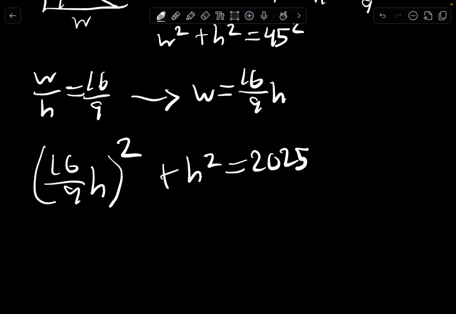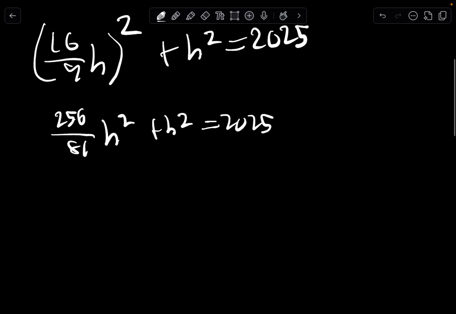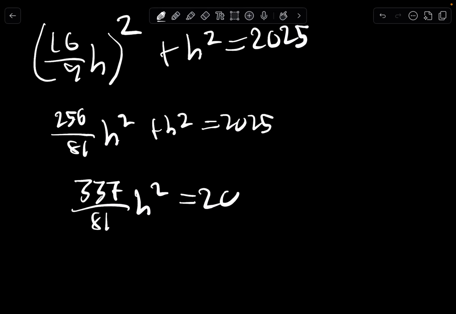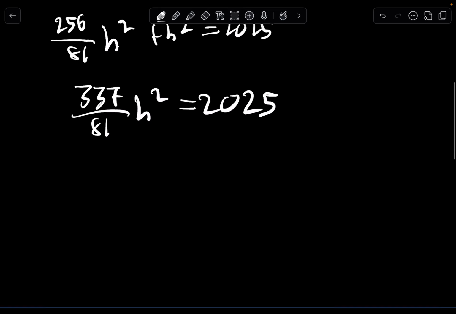Okay, now 16/9 squared, this is just simple math: 256/81 h squared. Can't forget the h squared plus h squared is equal to 2025. And then you add these two because they are like terms, so that would be 337/81. Oh, can't forget the variable, guys. So now we have this.